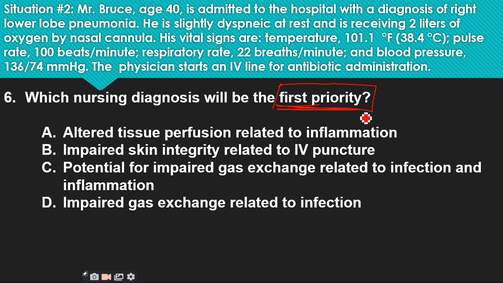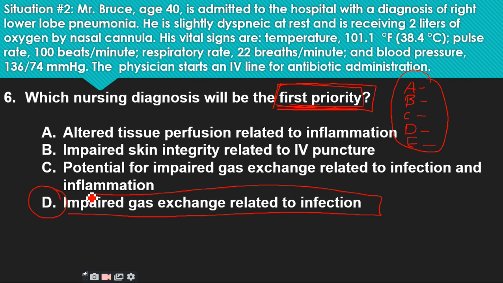Just remember, if you're talking about priority, the first prioritization that we always have is your A, B, C, D, E. That's airway, breathing, circulation, disability, and exposure. So this is going to be our first priority. Therefore, our answer for number 6 is letter D, impaired gas exchange, because this is actually priority number 1, as you focus on the airway of the patient. So that is letter D.